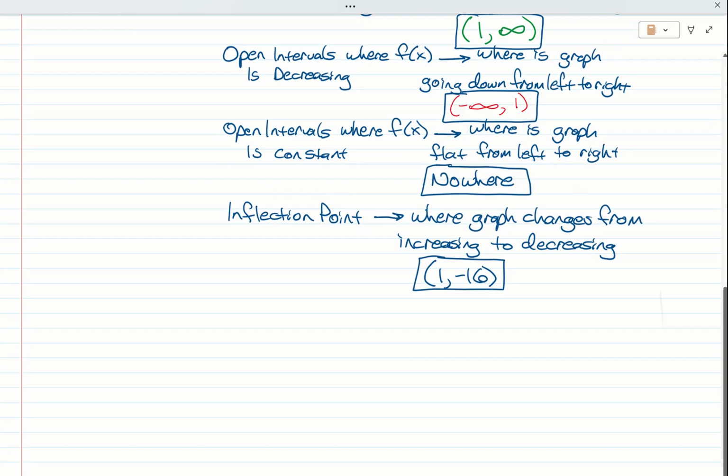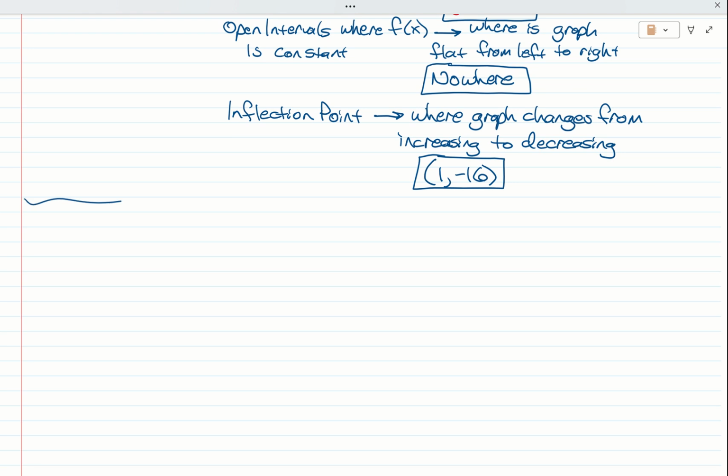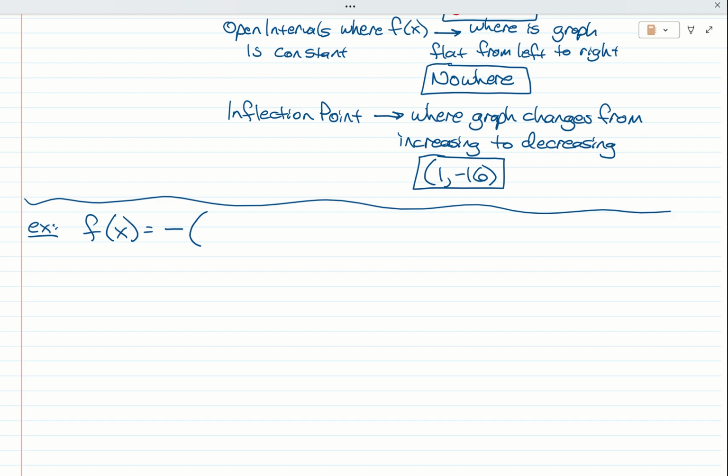Let's try a couple more of these. What if I gave you a problem like this? And let's say it was f of x is equal to negative (2x minus 1)(2x minus 9). Now this graph is already factored for you. You're welcome. You don't have to factor it yourself.